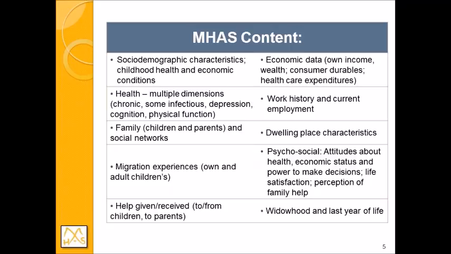It has socio-demographic characteristics, childhood conditions, economic and health. Multiple dimensions of health, the current health of the elderly, chronic diseases, infectious diseases, depressive symptoms, cognition, an assessment of cognitive functionality, and physical function. And it has a battery on family and friends, both children and parents of the selected person or the respondent, and the social networks that that person has. The individual migration experiences, in particular for Mexico, there's an emphasis on migration to the United States over the lifetime. Help given and received to and from children in particular, and help given to parents.